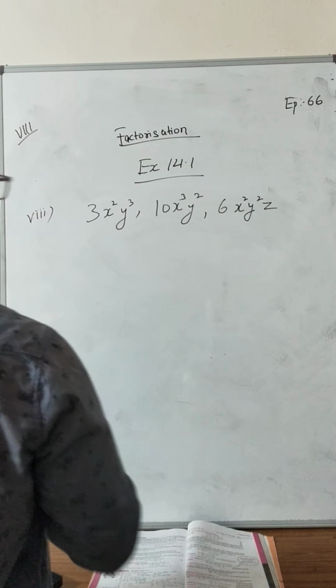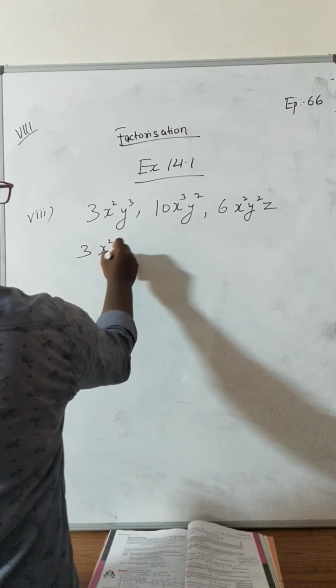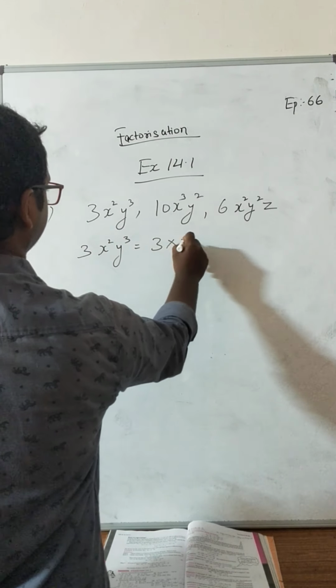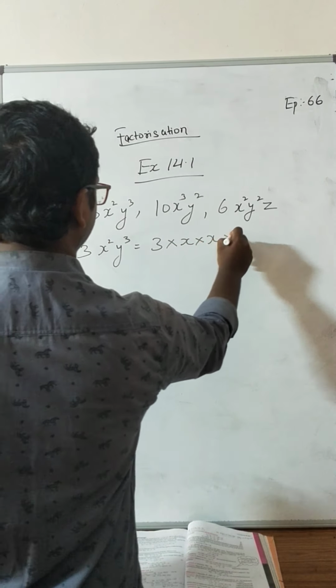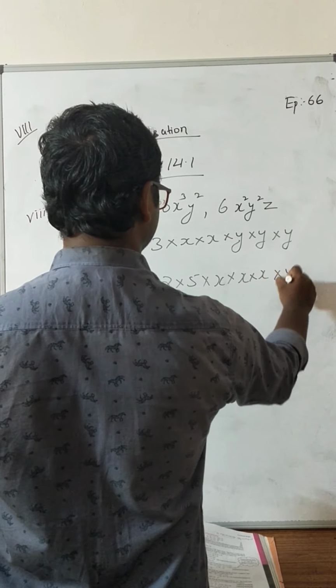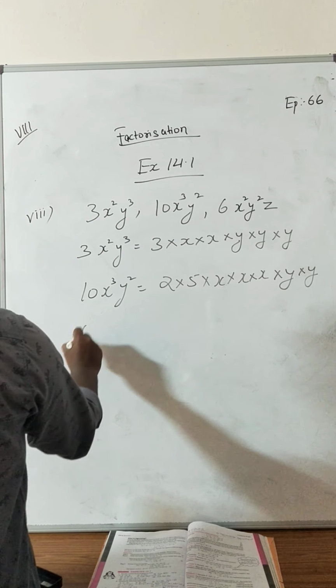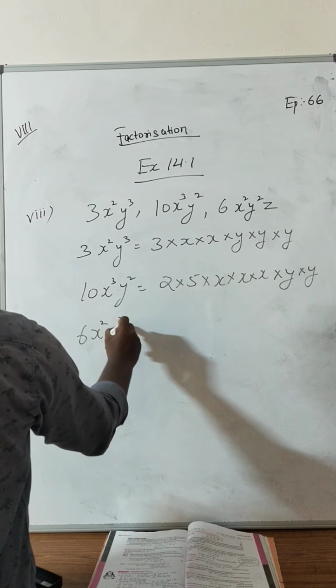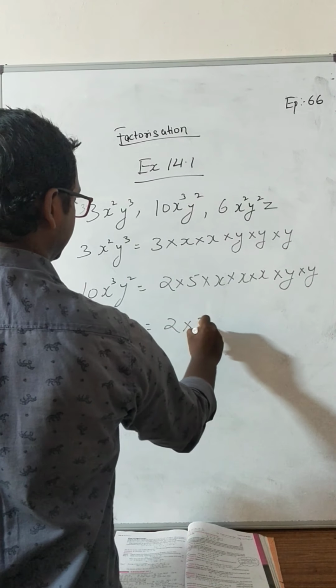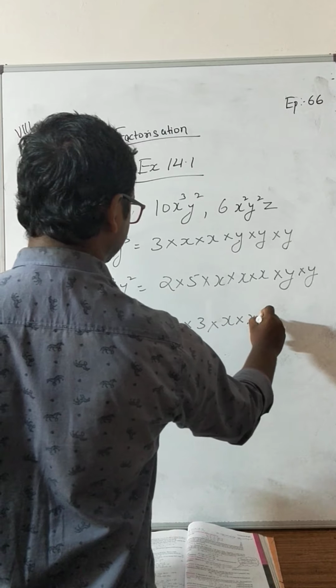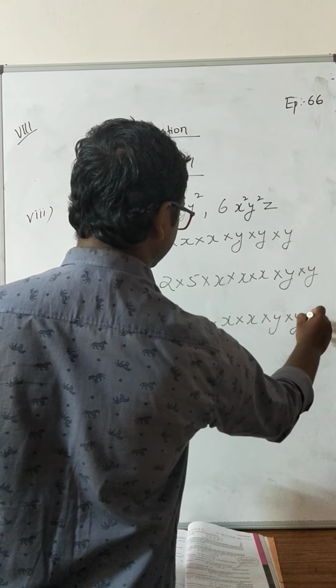Okay, now see, 3x square y cube is 3 into x into x into y into y into y. Next 10x cube y square. 10 is 2 into 5, x cube is x into x into x, y square is y into y. Next 6x square y square z. 6 is 2 into 3, x square is x into x, y square is y into y, and z.